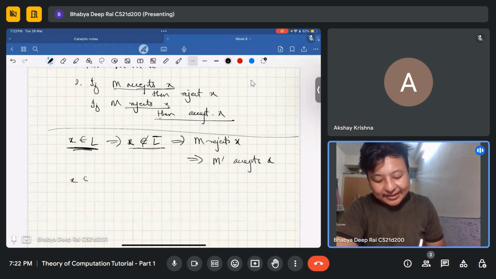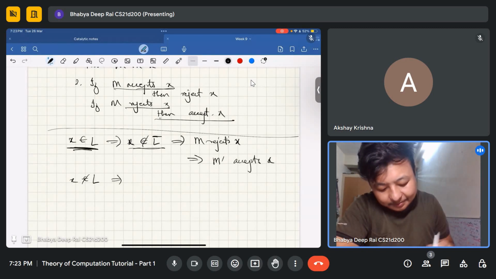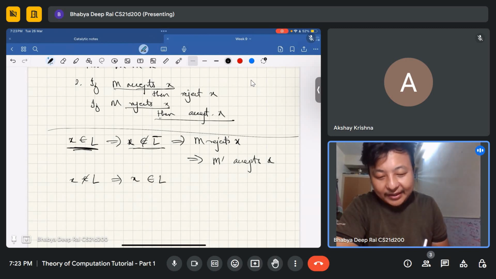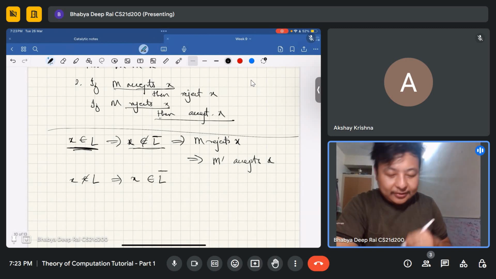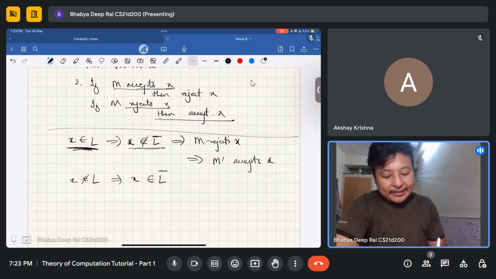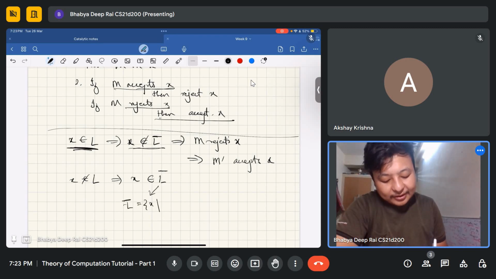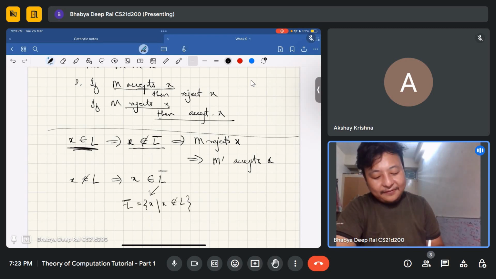Now let's say x is not in L. What happens? If x is not in L, then by definition of L bar, if it does not belong to L, then it belongs to the complement, right? It is outside L. So x is in L bar. In case you are wondering why: because L bar consists of all the x such that x is not in L. So by definition this follows.